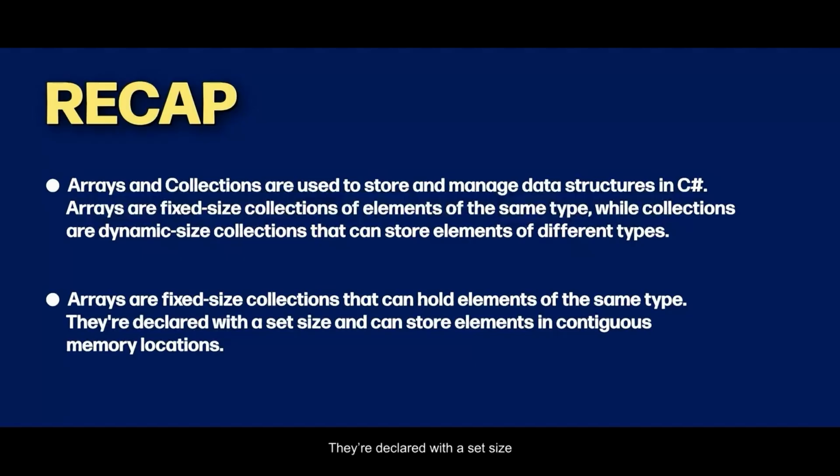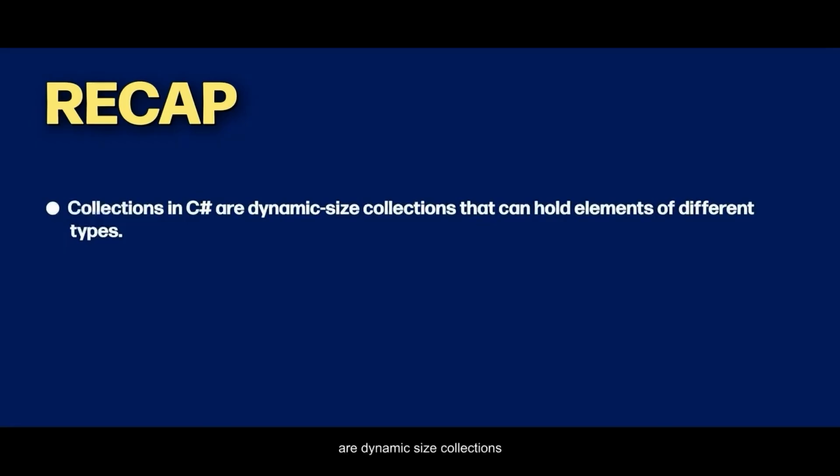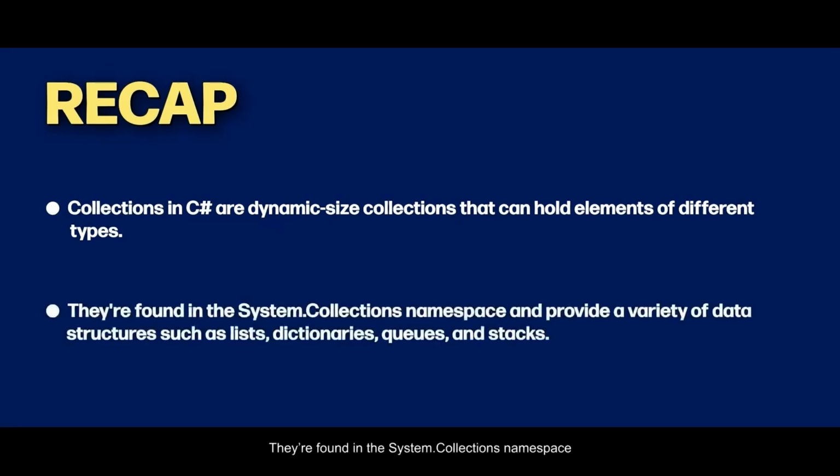Arrays are fixed size collections that can hold elements of the same type. They're declared with a set size and can store elements in contiguous memory locations. Collections in C# are dynamic size collections that can hold elements of different types. They're found in the System.Collections namespace and provide a variety of data structures such as lists, dictionaries, queues, and stacks.